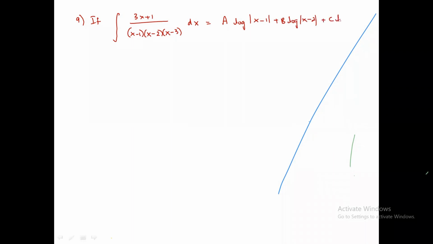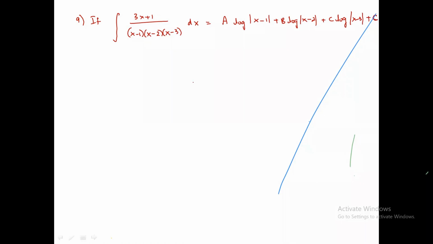Let's go to the next question. And the next question is question number 9. If integral of (3x plus 1) by (x minus 1) into (x minus 2) into (x minus 3) dx is a into log of mod of x minus 1 plus b into log of mod of x minus 2 plus c into log of mod of x minus 3 plus c.